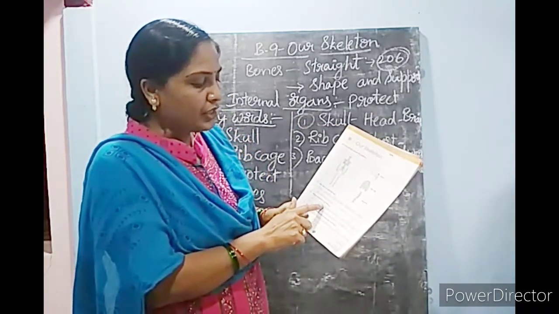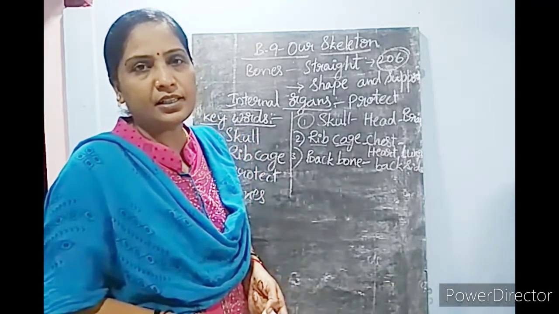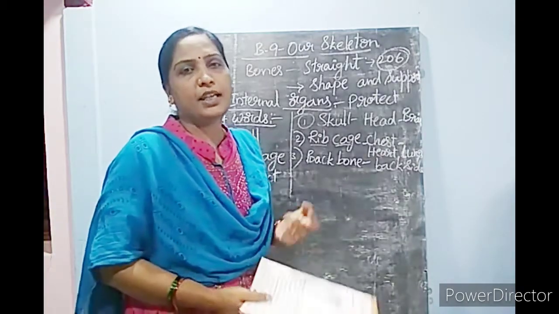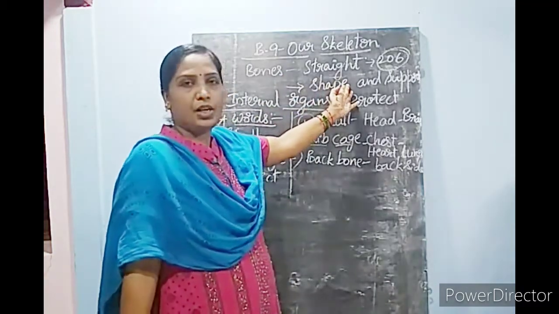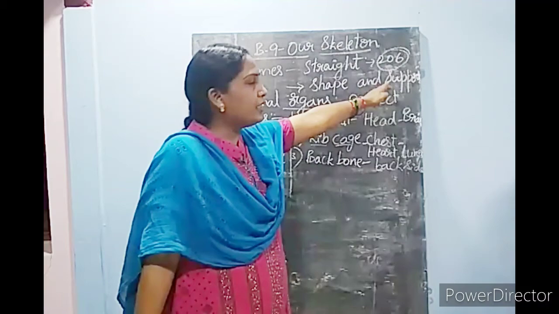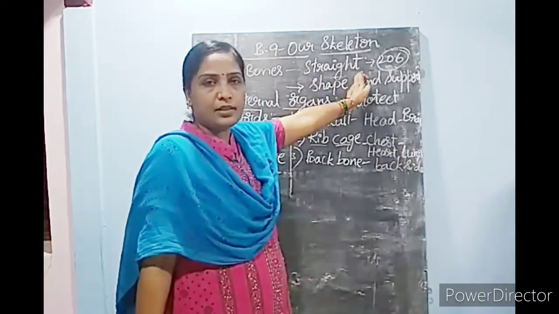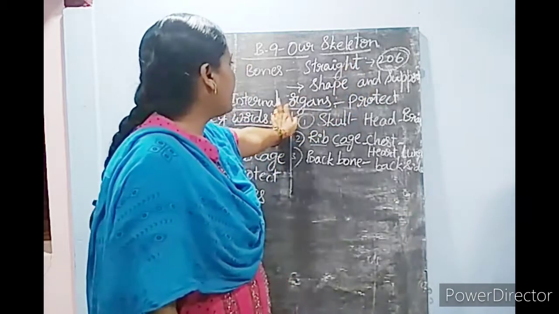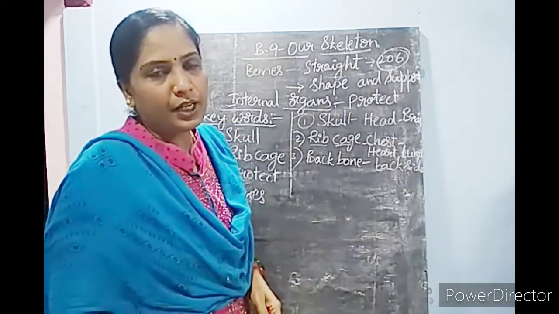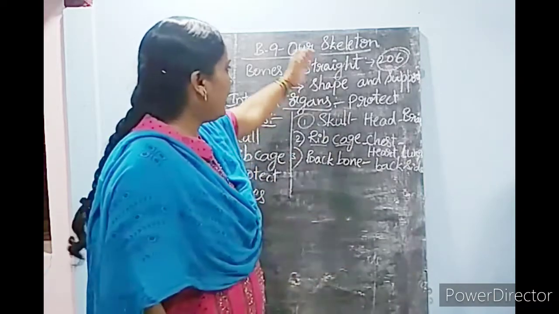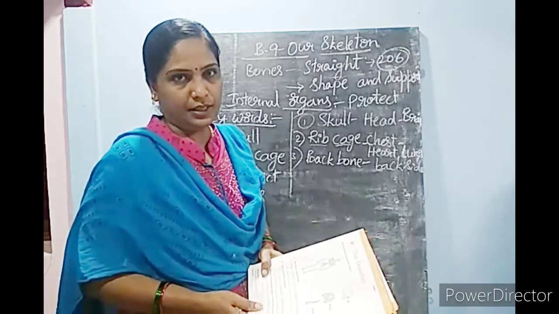And write two functions of our skeleton system. Just now we discussed the different functions the skeleton system is performing. The skeleton system gives shape to our body. It gives support to our body. It makes us stand straight. And it protects the internal organs. So can you write that answer? Take the picture of your blackboard and you can complete it.